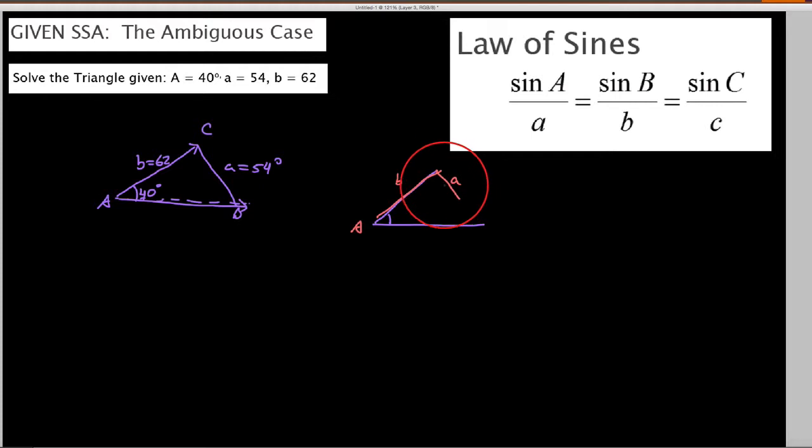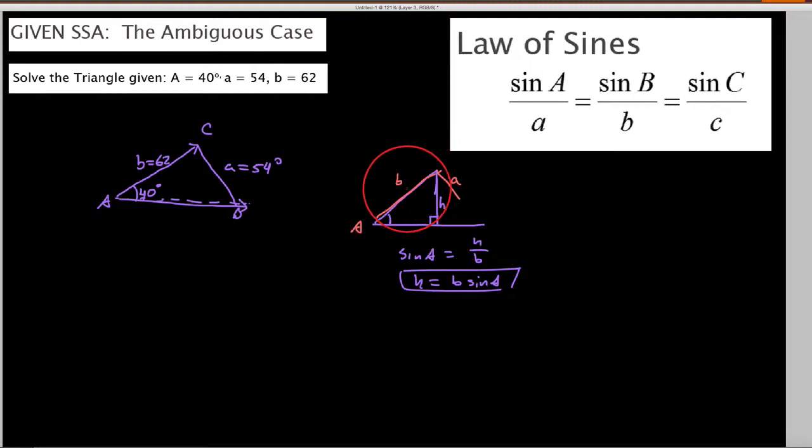Essentially what happens is, if we were to imagine that this has an altitude being dropped from it, if I call this the height of this triangle, which we could actually solve for, we could say that the sine of A is equal to h over b, so h is going to be equal to b sine A. That being said, we know the length of h, and if a is less than h, and this is opposite a longer side next to an acute angle, then this thing could rotate all the way around here and never hit this side down at the bottom of the triangle.